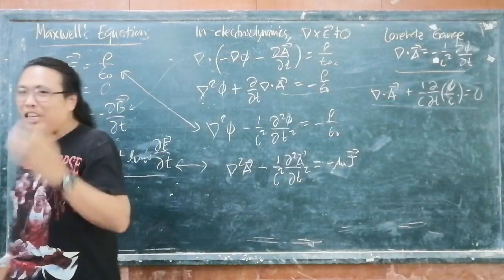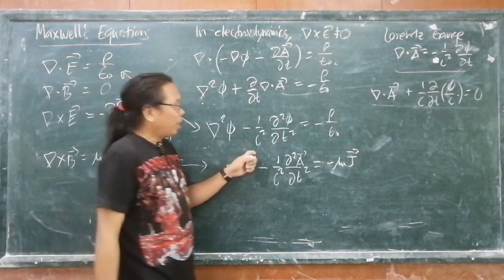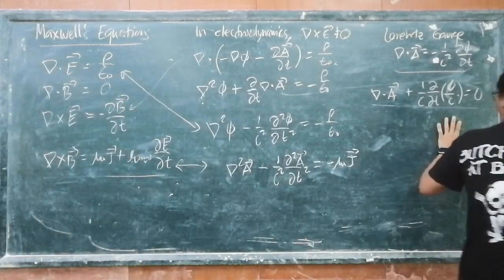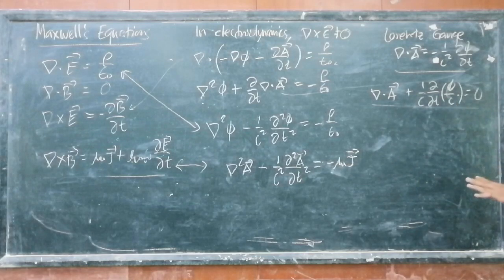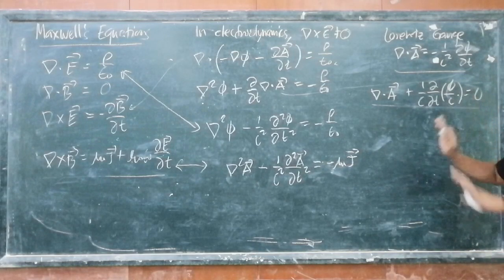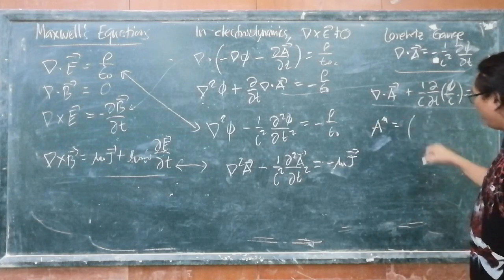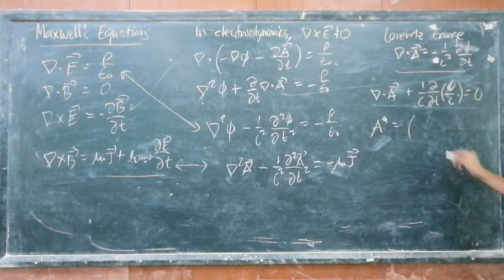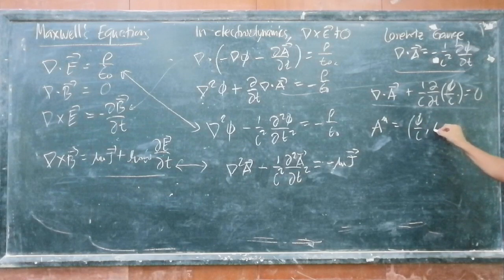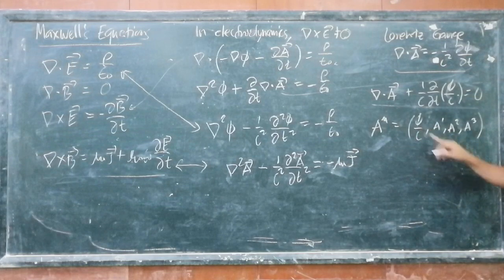A is indeed a four-dimensional vector. We can think of A as a four-dimensional vector in which the zeroth element of A is phi. If we use the fact that A mu is phi over c, and then A1, A2, A3, this is actually A0. A0 is phi over c.